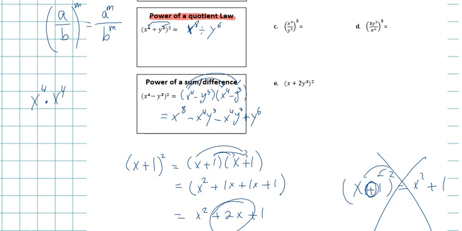Okay? And now I just have to collect like terms. Do you see any like terms here? Your two middle terms, they're both x to the power of 4, y to the power of 3. All I have to do is collect their coefficients. So negative 1 minus 1 is negative 2. So that's x to the power of 8 minus 2x to the power of 4 y cubed plus y to the power of 6, and that will be my final answer.